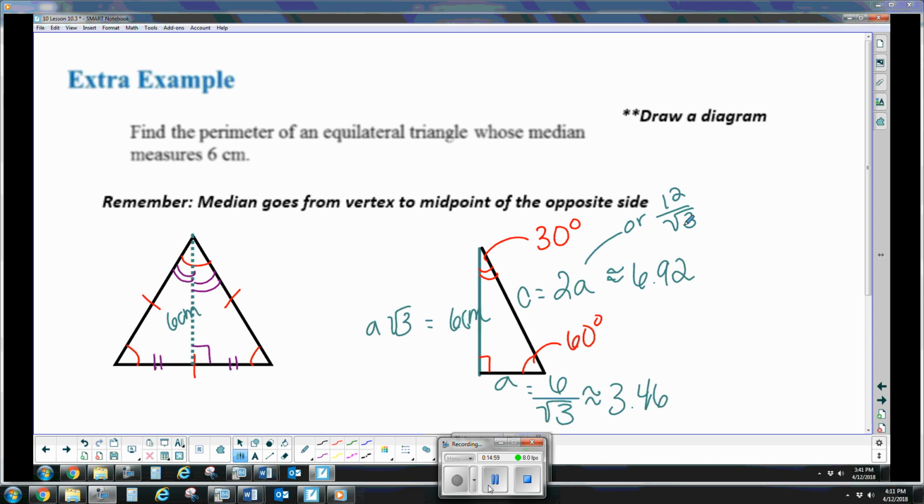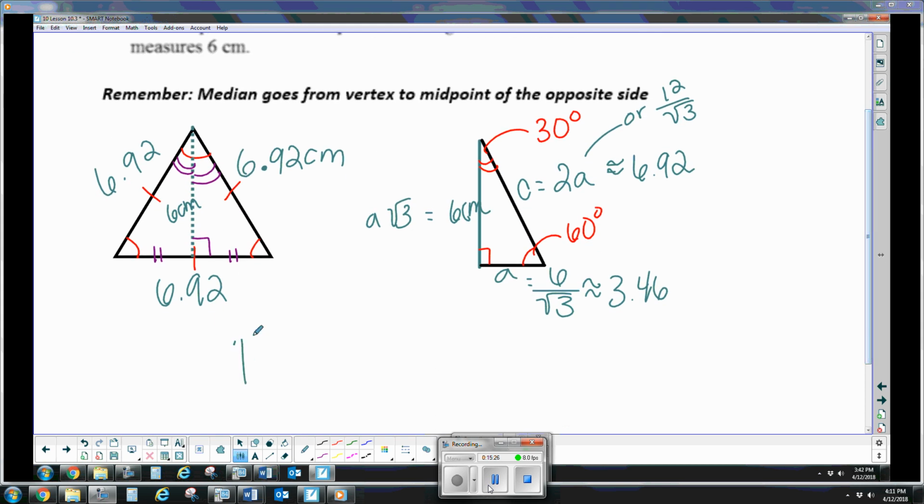Now the question is not to find those sides, but to find the perimeter of the equilateral triangle. So if I know that side C, that hypotenuse of that 30, 60, 90 degree triangle, is approximately 6.92 centimeters, and it's an equilateral triangle, I know that all of the sides are 6.92 centimeters. So to find the perimeter, I'm going to multiply by 3 because there are 3 sides in this triangle, and the perimeter measures the distance around the polygon. So I get about 20.78 centimeters.